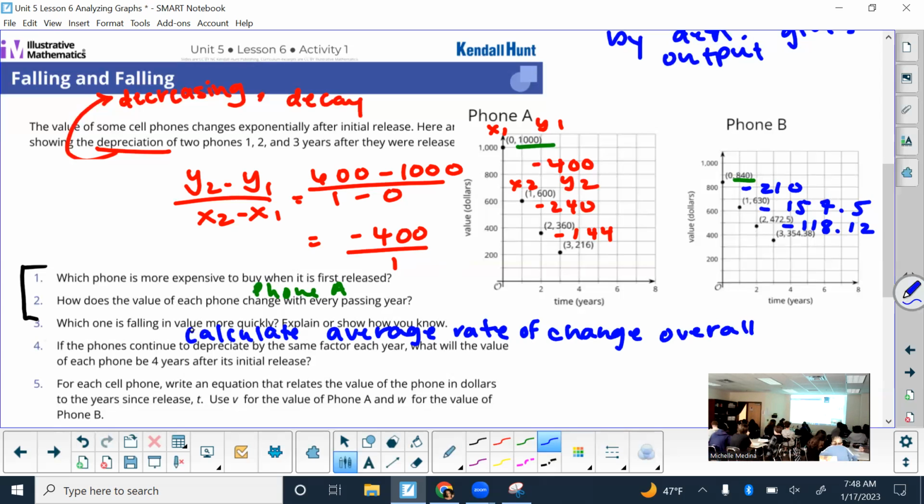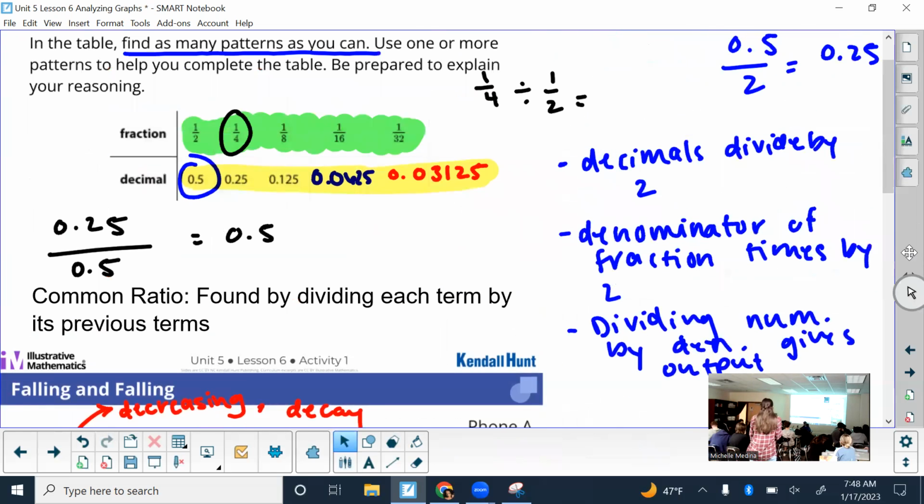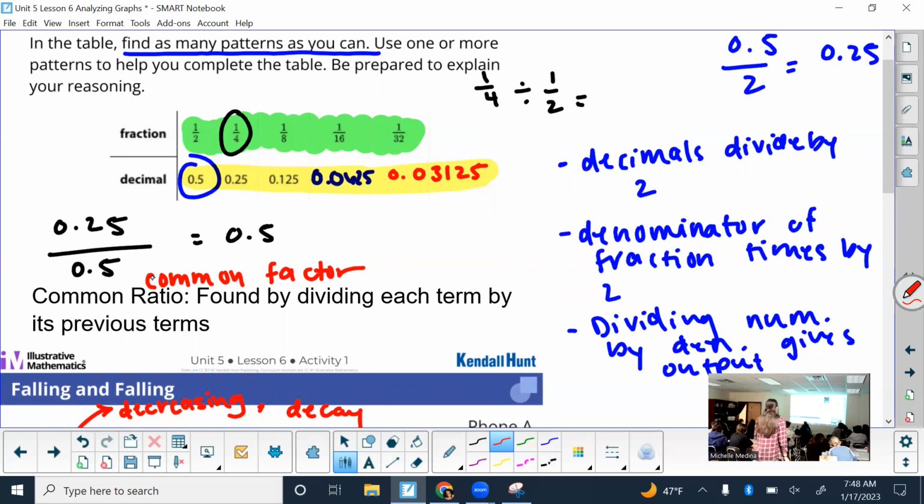If the phones continue to depreciate by the same factor each year, what will the value of each phone be 4 years after its initial release? So according to that question, it's decreasing by a certain factor. How can you figure out what that factor is? Think about what we did in the warm-up. So common ratio, another word for it that the curriculum likes to use a lot, is common factor. It's found by dividing each term by its previous term.